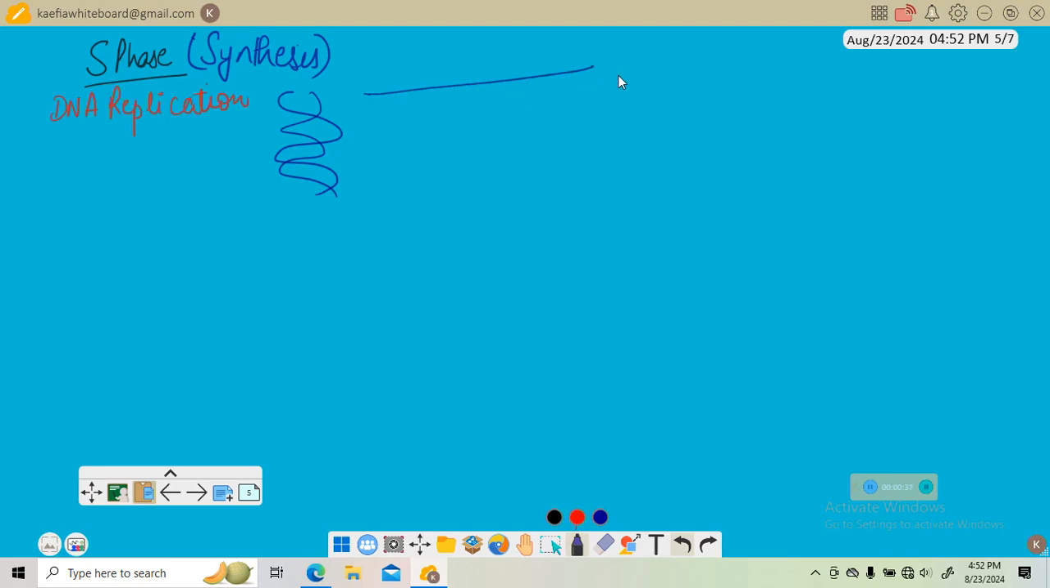Like this is a strand, sense and anti-sense strand, A, T, C, G. It will further form a new strand. This is the sense strand, this is the anti-sense strand. Here it will come T, A, G, C. This is how DNA replication takes place.